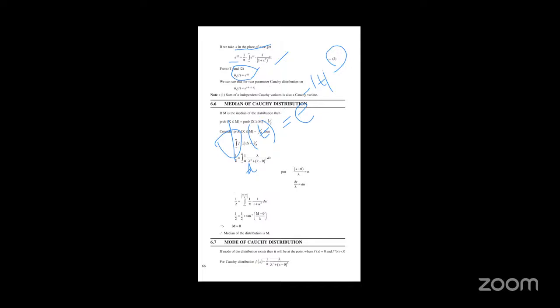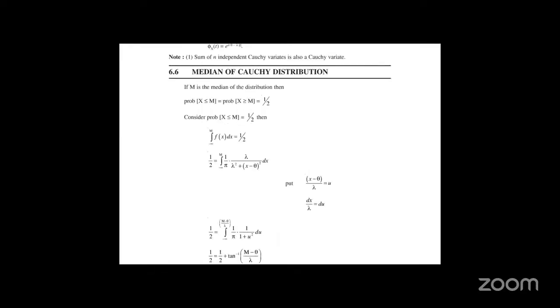If you take the two parameters theta and lambda of the Cauchy distribution, the sum of any independent Cauchy variates is also a Cauchy variate. So if you take a number of independent Cauchy variates and add them, you will get a Cauchy variate only.